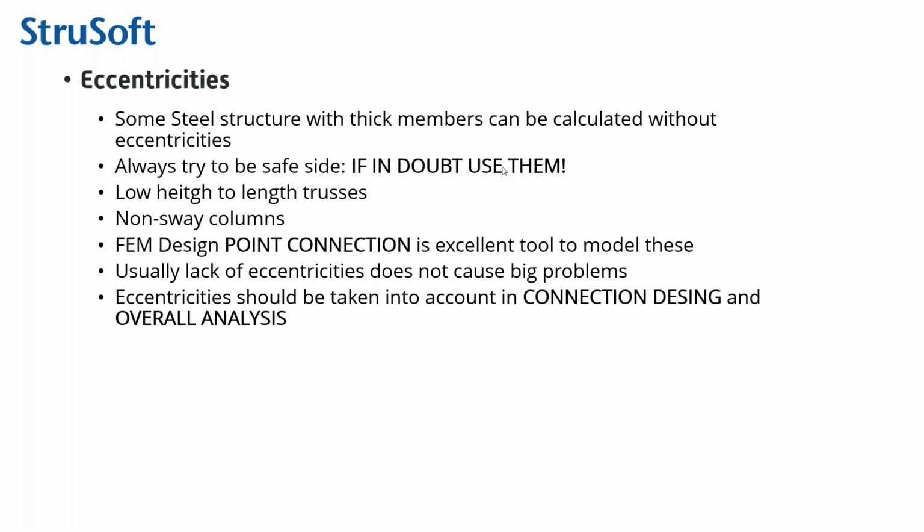So if you have any doubt whether you should use eccentricity in your steel frame, it's better to use them. It does not hurt to put them in the model. The problem is always when you have low height to length trusses, like really slender trusses and slender frames, then those eccentricities will give you much higher utilization, and they give you problems. So if you stick to the conservative design rules of trusses and frames, then probably the eccentricities will not cause you problems. But with high slenderness frames, the eccentricity will be more important.